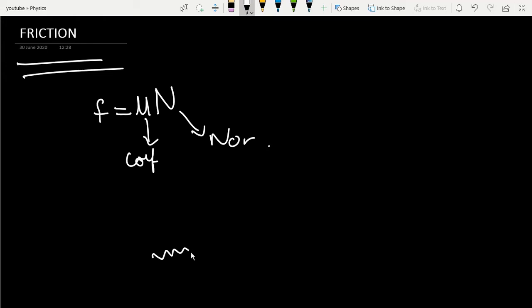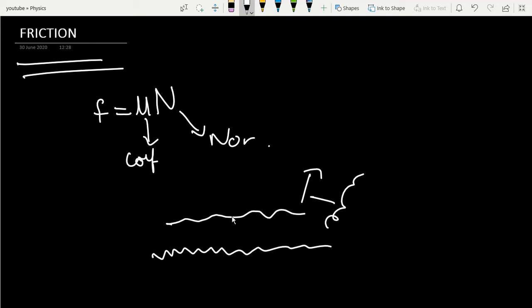It depends on the number of irregularities. If the surface is very rough, that means it has many irregularities, then the coefficient of friction will be very high. But if there are fewer irregularities and the surface is smooth, then the coefficient of friction for this will be very low. Understood? So the coefficient of friction is of constant value for every surface, and the normal reaction, I'm going to tell you what it is.